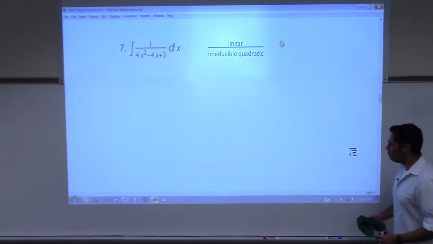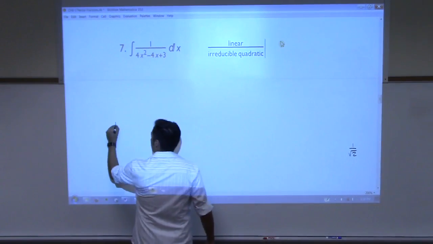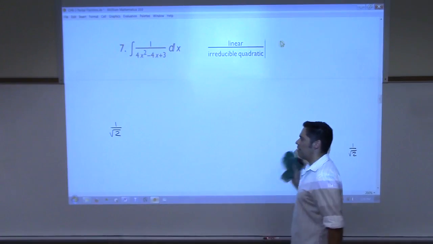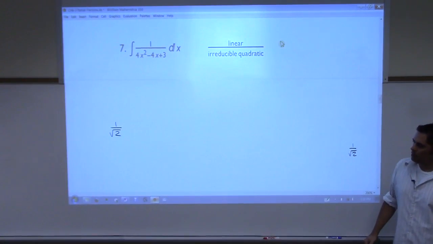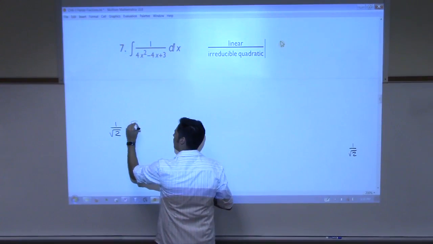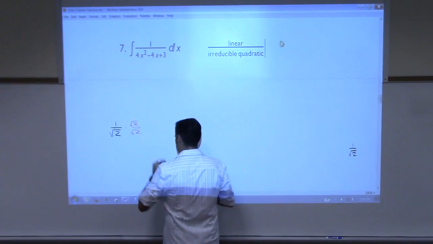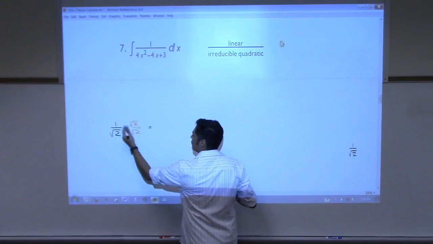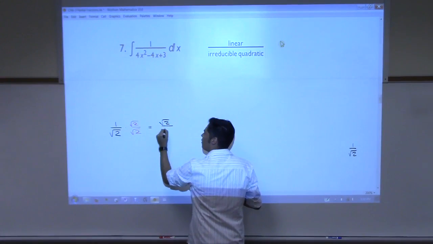So if we were presented with this, what would you have to do according to someone that told you you can't leave it like that? What would you have to do to that? Multiply by root 2 over 2. This is called rationalizing the denominator. So then you multiply straight across, you get root 2 over 2, right?